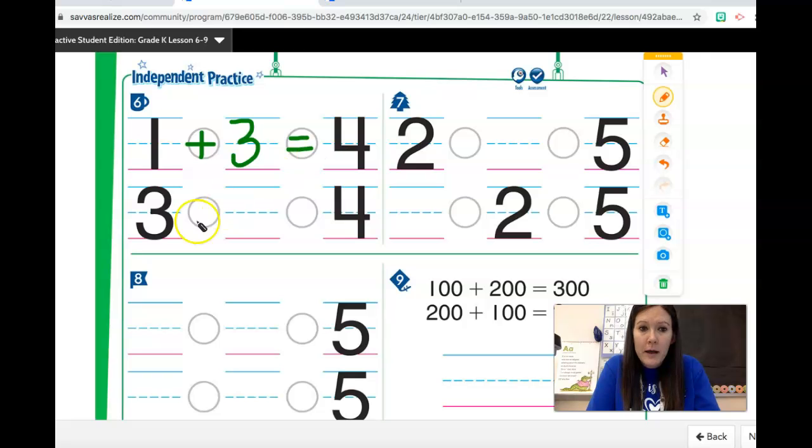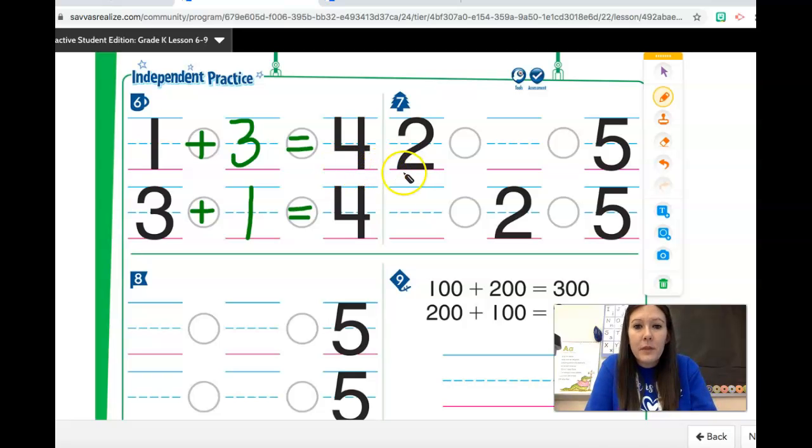Let's do the turnaround. I did 1 plus 3. Now it's 3 plus 1 equals 4. Look at this. Both times it equals 4. 1 plus 3 equals 4. And 3 plus 1 equals 4. It doesn't matter which order we add, the answer is always the same.